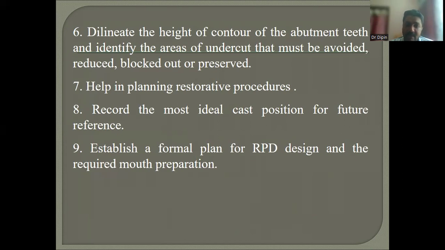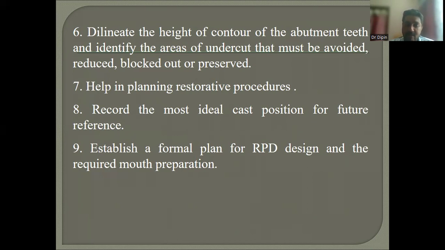If mild undercuts are there, they can be reduced by using an enameloplasty or mild corrections. If severe undercuts are there and cannot be removed, we have to do a blockout. And the favorable undercuts, we have to preserve, and they help in planning restorative procedures and to record the most ideal cast position for future reference. They're talking about the tripoding of the cast.